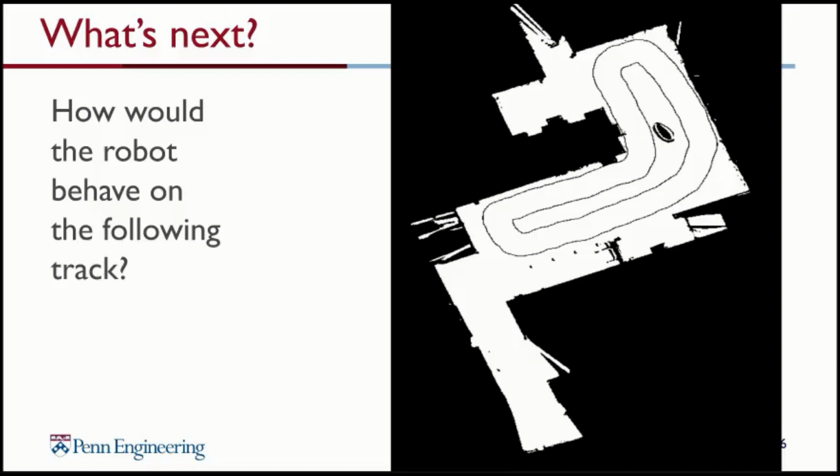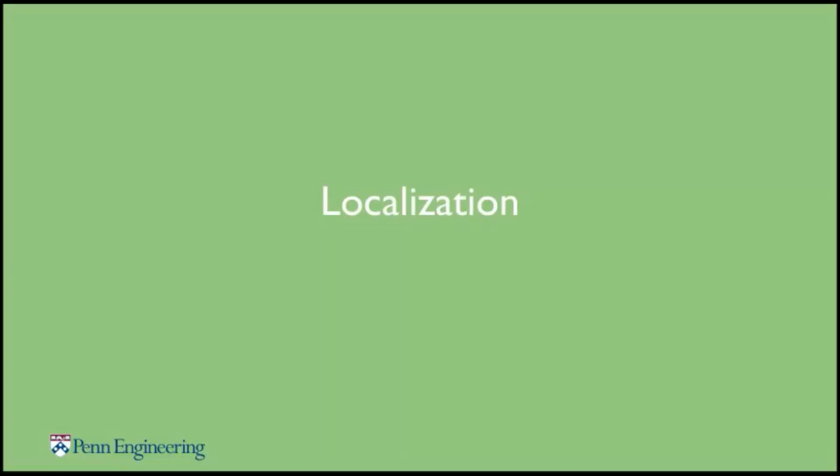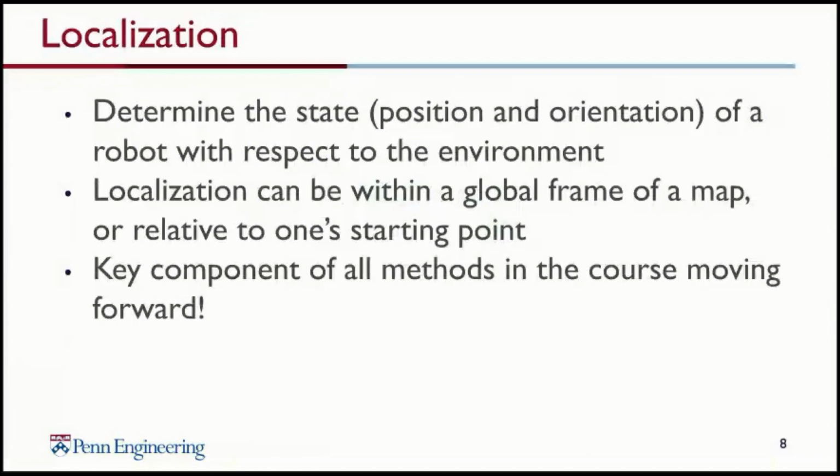Now, in order to resolve this issue, the first step would be to find a way for the robot to find its position within this given map. This is precisely the problem of localization, which we focus on in today's lecture. More formally, the problem of localization is to determine the state, the position and orientation, of a robot with respect to its environment.